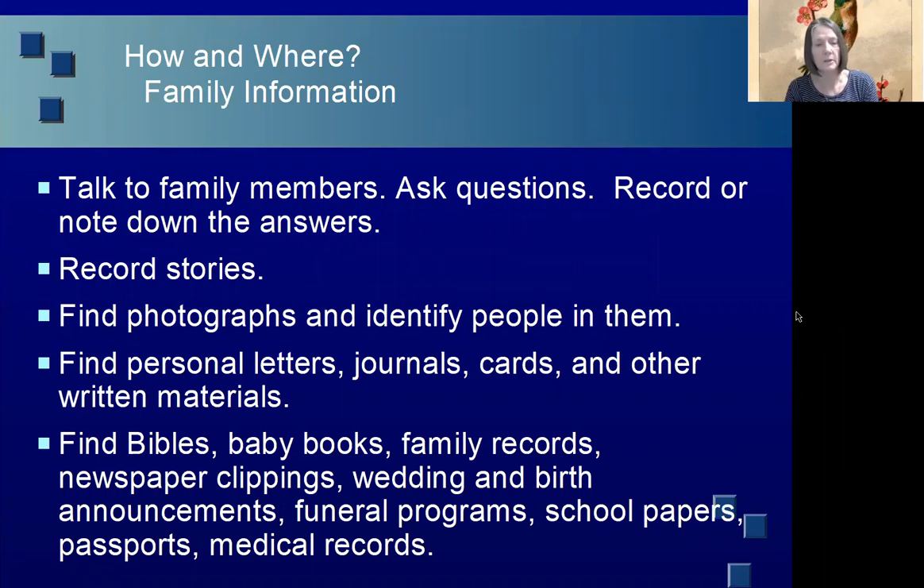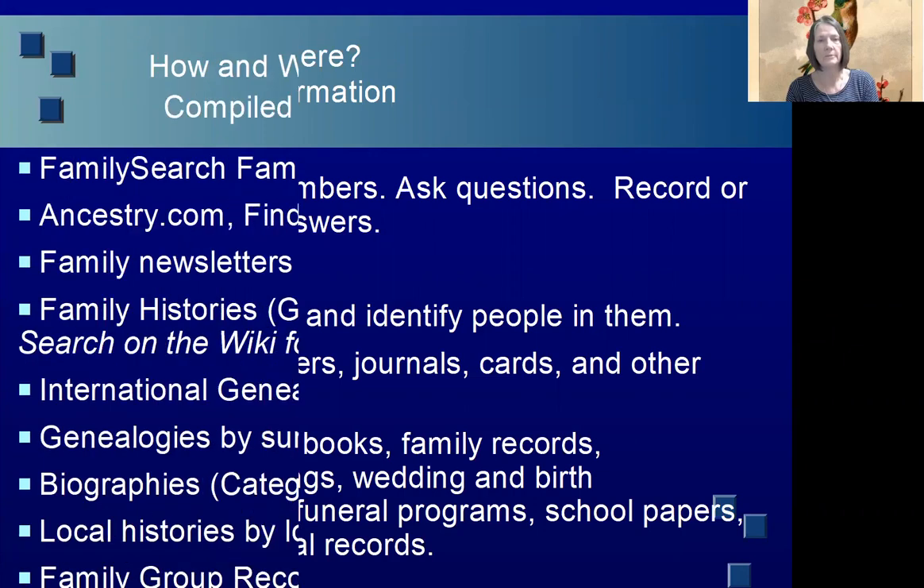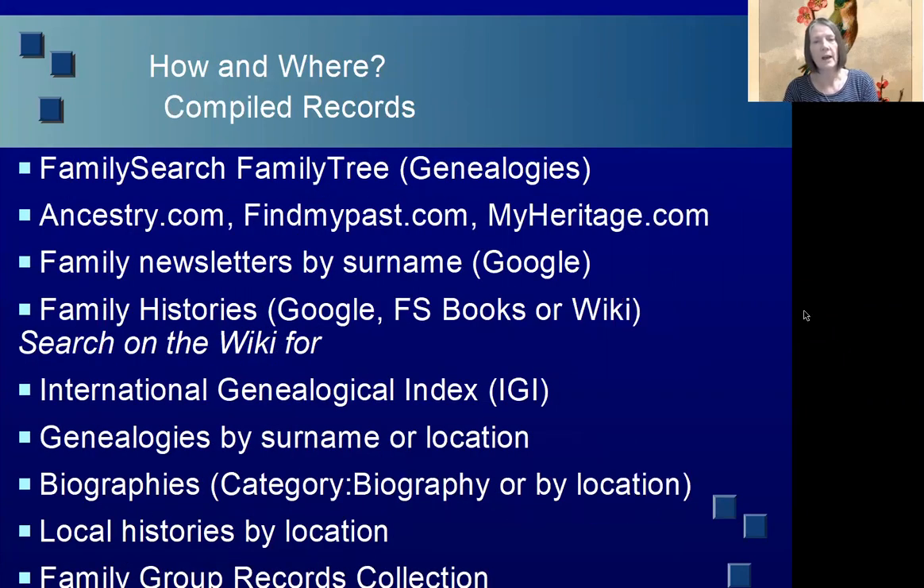Wedding and birth announcements, funeral programs, school papers, passports, medical records, so many records that you should be able to find around houses. Your own house, your aunt's house, grandma's house will help you find this information. The other thing, after you've gathered all of that information that's personal, is you can look in compiled records and see what's available there. So for example, Family Search Family Tree has genealogies.